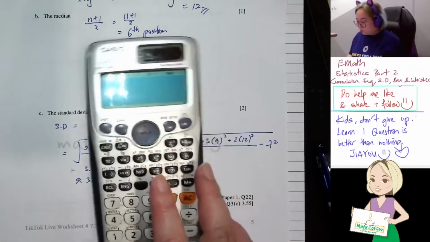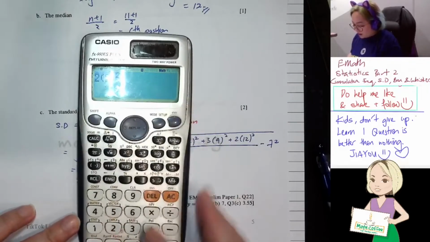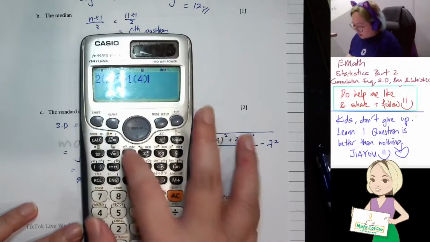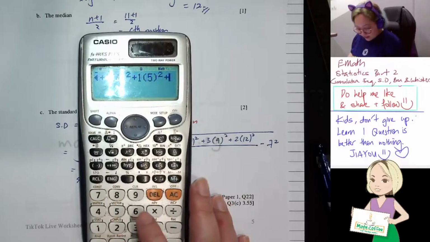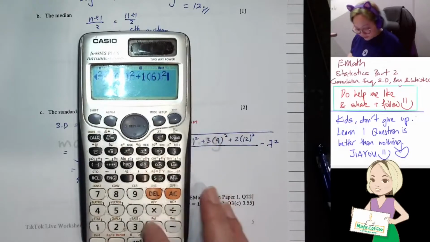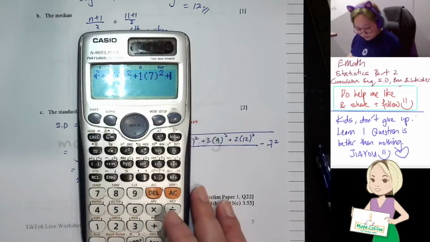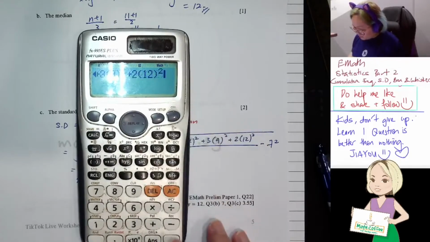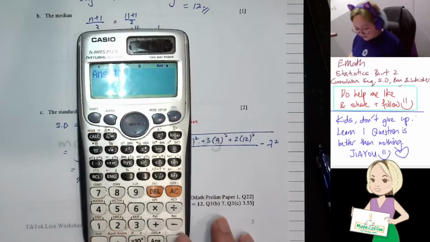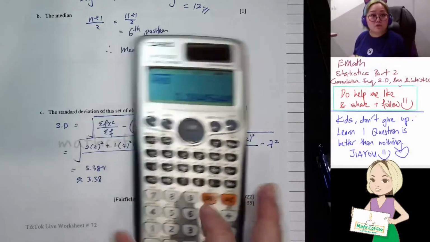So let's key in together. So just key in here. It will be 2 of 2 squared plus 1 of 4 squared plus 1 of 5 squared plus 1 of 6 squared plus 1 of 7 squared plus 3 of 9 squared plus 2 of 12 squared. The whole thing divided by 11 minus 49, and I square root it. Yes, it's 3.38, 3.384.